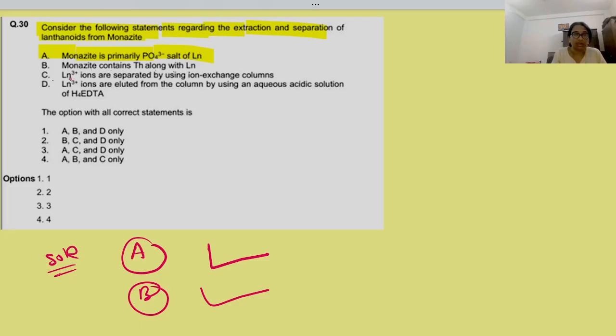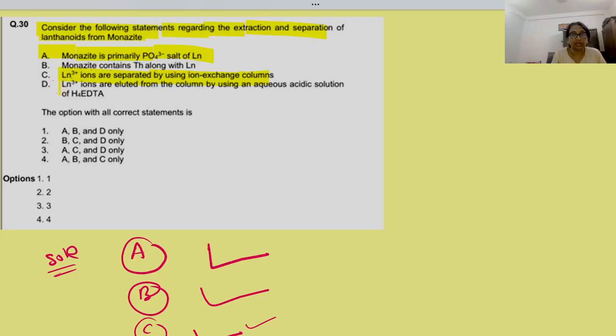And option number third: lanthanide third ions are separated by using the ion exchange column method. According to this, they are separated by the ion exchange column method. Okay, that means the options A, B, C are the correct answer. But technically, is there any doubt in option number third? Now read option number four.